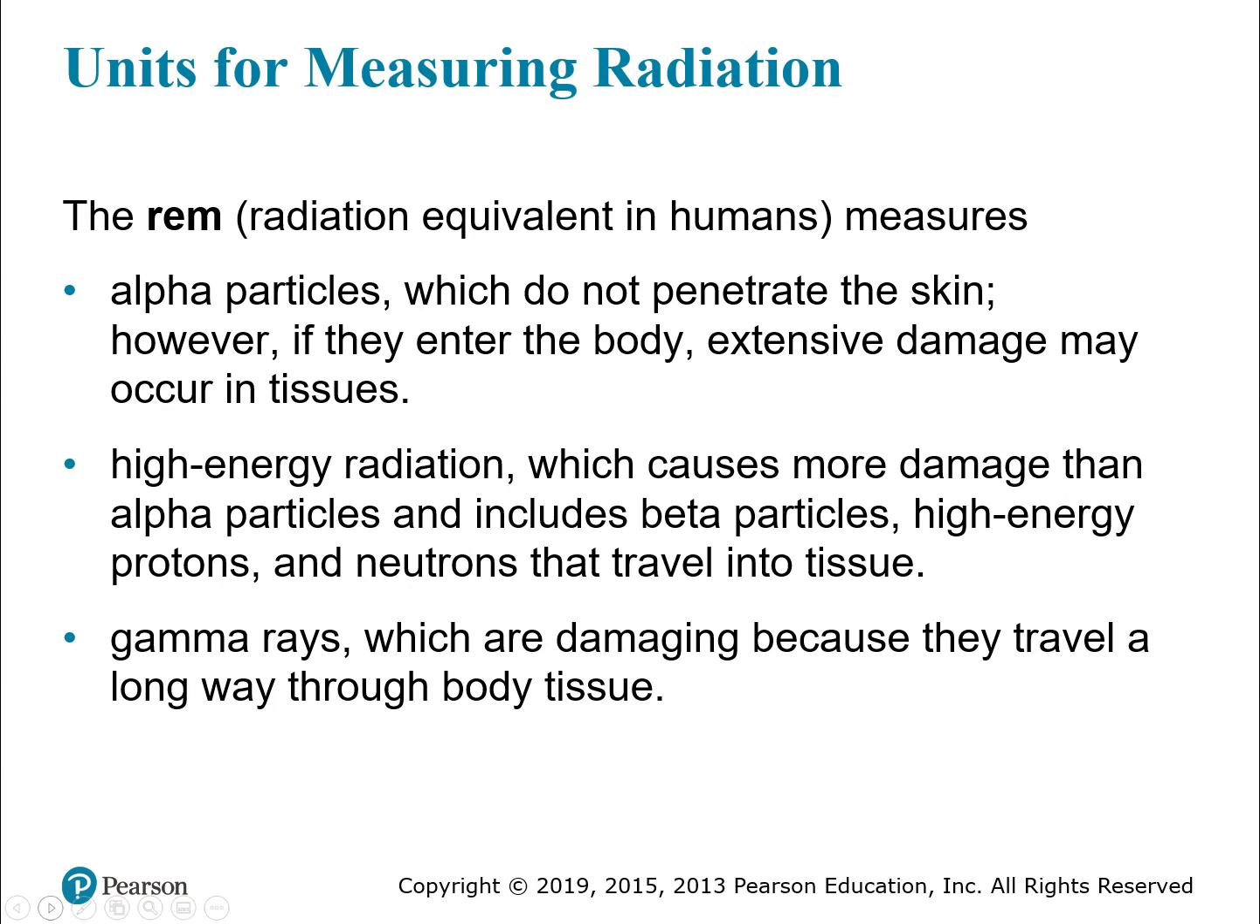The REM, the radiation equivalent in humans, measures alpha particles which don't penetrate the skin. But if they do enter the body, they will do extensive damage. REMs also measure high energy radiation, which causes more damage than alpha or beta particles. Okay?